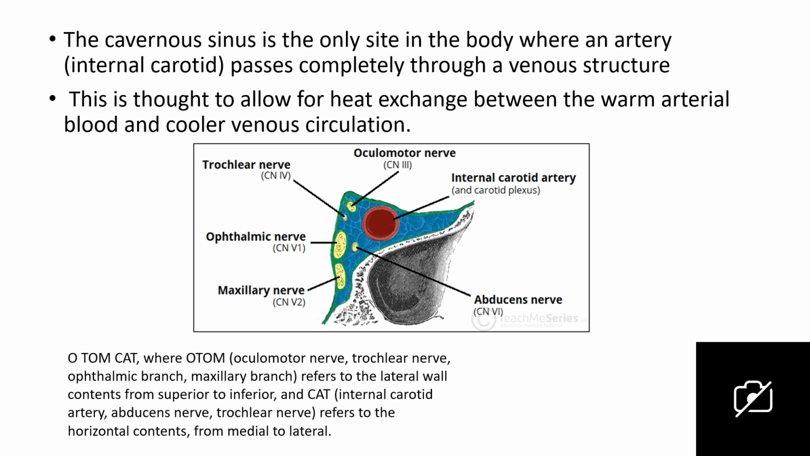To remember this, we use an acronym, OTOMCAT, where OTOM represents the oculomotor nerve, trochlear nerve, ophthalmic branch, and maxillary branch, which refers to the lateral wall contents from superior to inferior. CAT refers to the internal carotid artery, abducens nerve, and trochlear nerve, which refers to the horizontal contents from medial to lateral part.